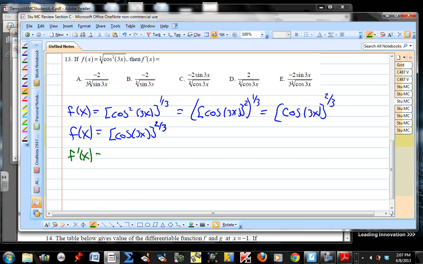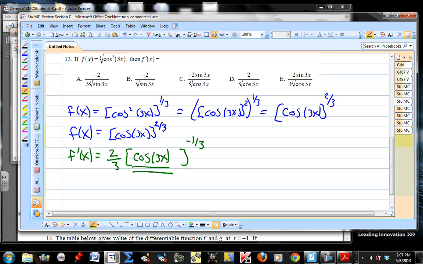So f prime of x is going to be, let's see, the outside function is something to the 2/3 power. So the derivative of something to the 2/3 power is 2/3 times something to the negative 1/3 power. Now the inside, cosine of 3x, now wait a minute, the inside is a composite function itself. This is a double whammy chain rule problem. We're going to have to use the chain rule again.